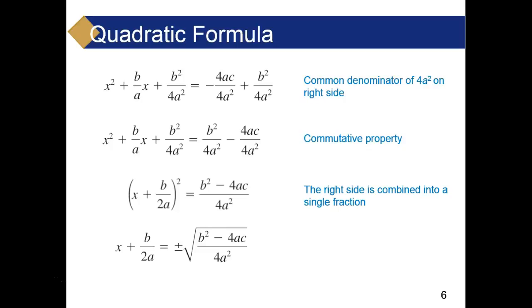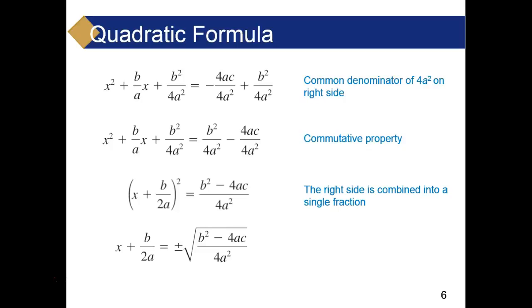b squared minus 4ac over 4a squared. This is a perfect square trinomial. They waited till now. I've already written it down: x plus b over 2a, because that's the thing that you did here, b over 2a. As soon as you do that, I write it here. That's your perfect square trinomial. Over here is b squared minus 4ac over 4a squared.